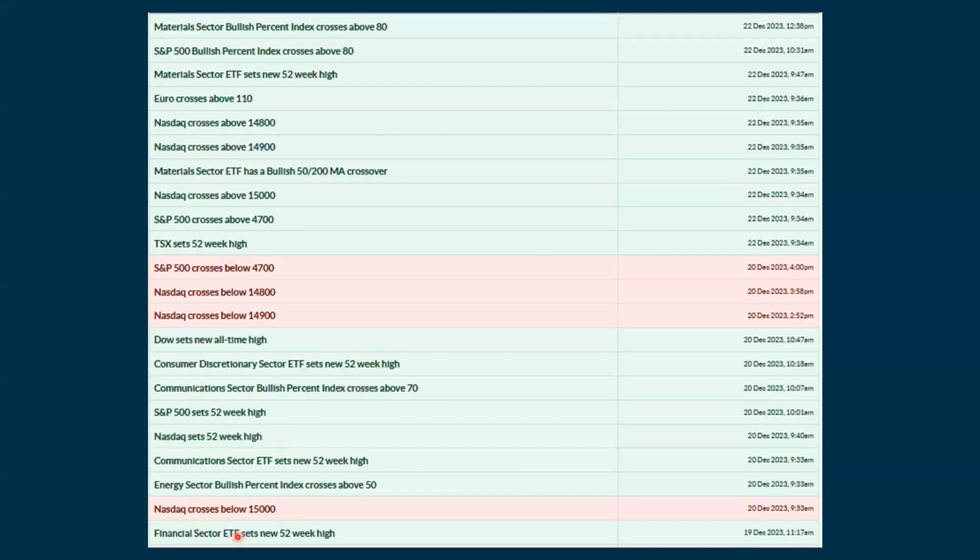This was in Tuesday's session. We didn't have any signals triggered in Monday's session. And then the very last signal that was triggered is the red one on the top of this chart.